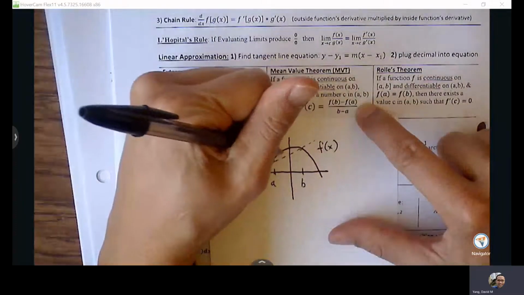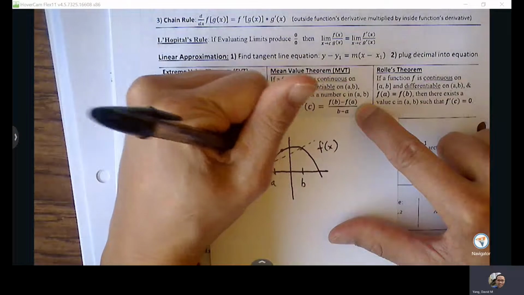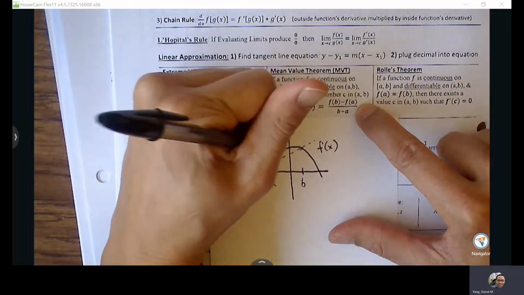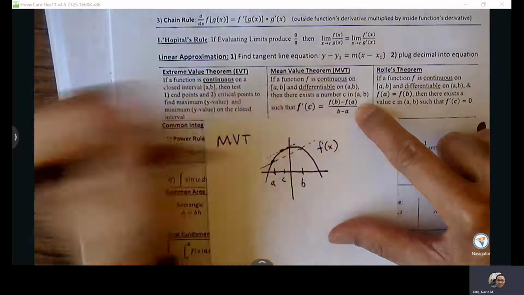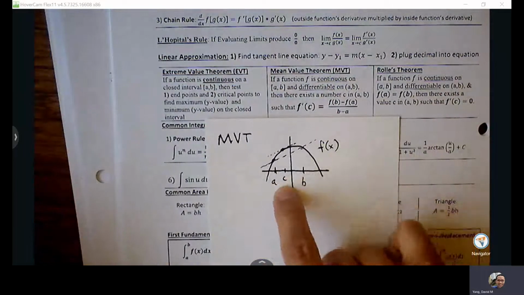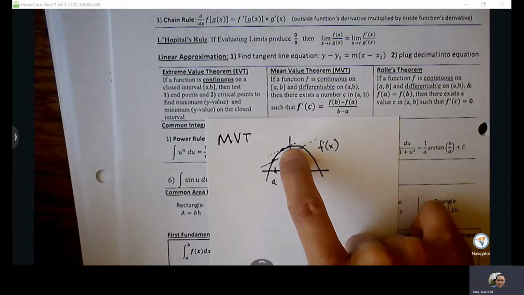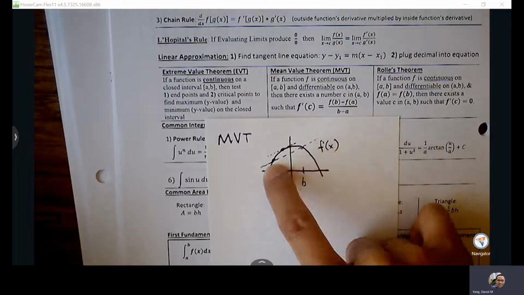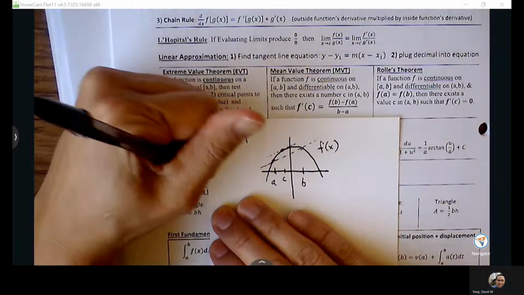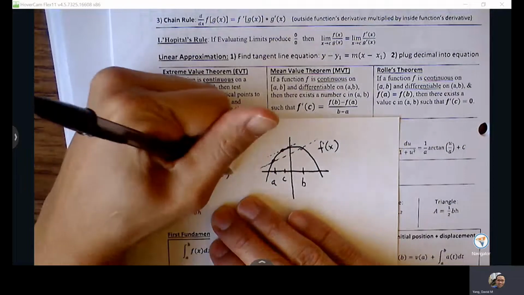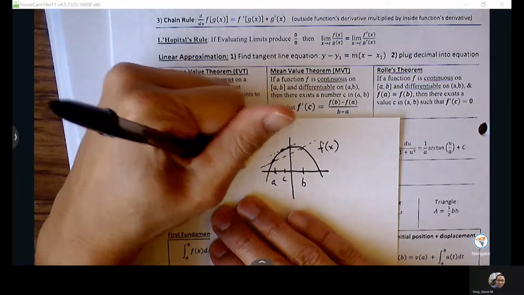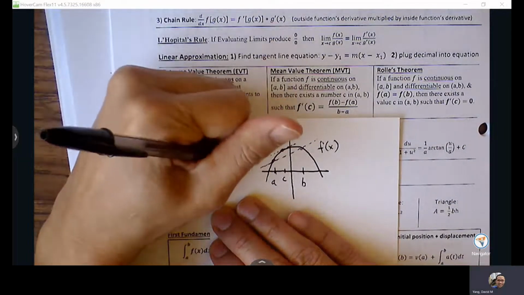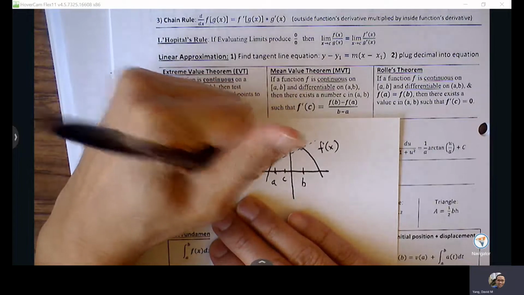That slope that we find is guaranteed to live somewhere on the curve. There is guaranteed to be a point that has an exact slope of 2, 3, or 5, or whatever slope you find between the endpoints. So the slope between the endpoints is guaranteed because it's a smooth curve and there are no sharp turns.